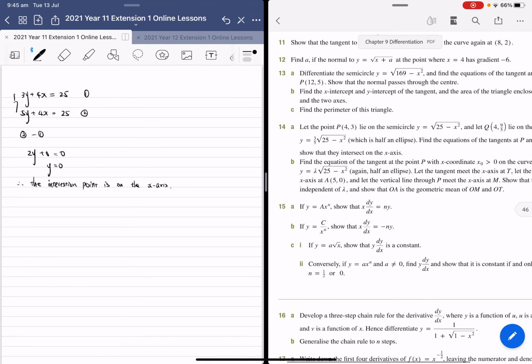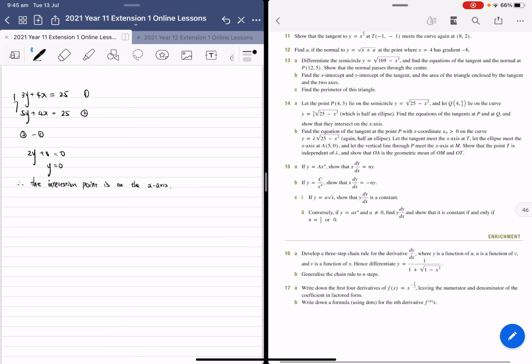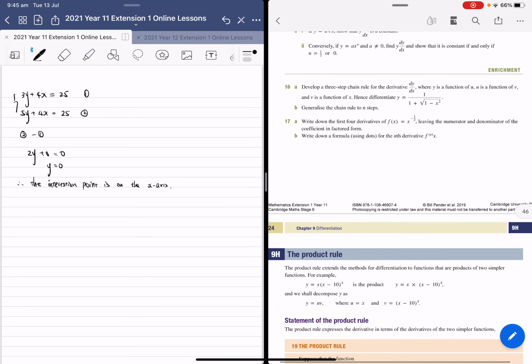Okay, so that's how you do question 14a. Not that hard if you follow the question, and if you follow the step-by-step working out, you should be able to just get the answer like this. Okay, good. Now let's have a look at the enrichment question.